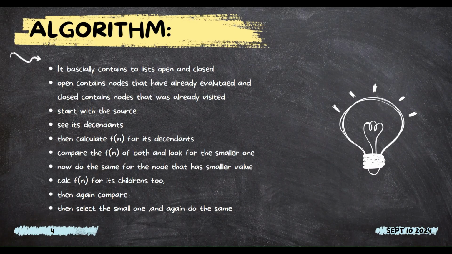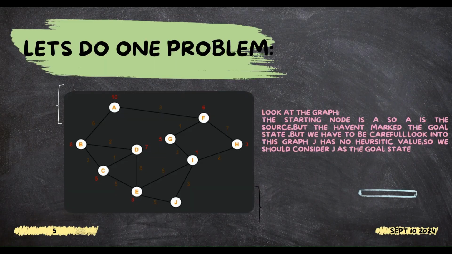Its algorithm basically contains two lists, open and closed. When we open a node, it goes into the open list, and when we close it, it goes to the closed list. We start with the source node and look at its descendants, and we calculate f(n) for both descendants and find which is smaller. We select that smaller descendant and again look at its descendants. The next step is to do a problem.